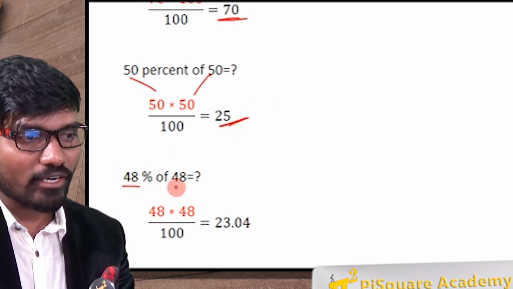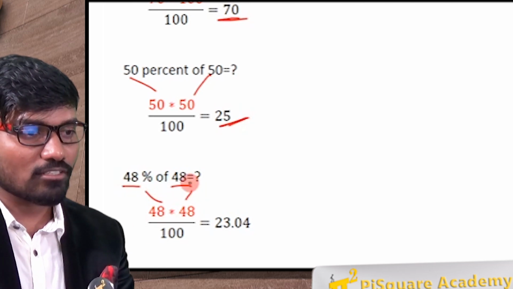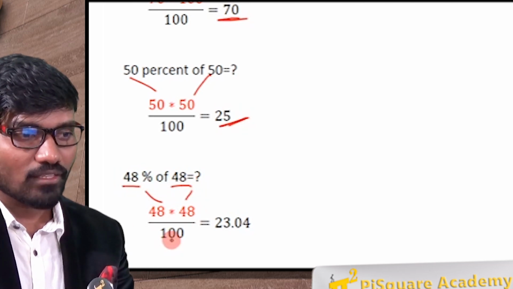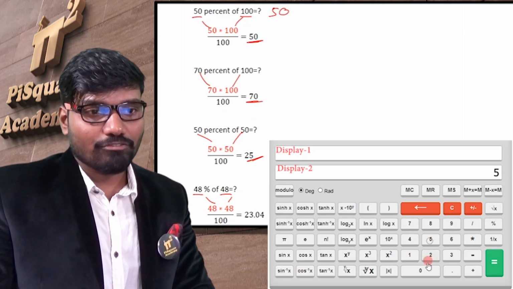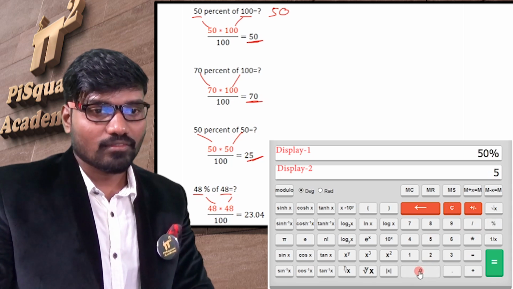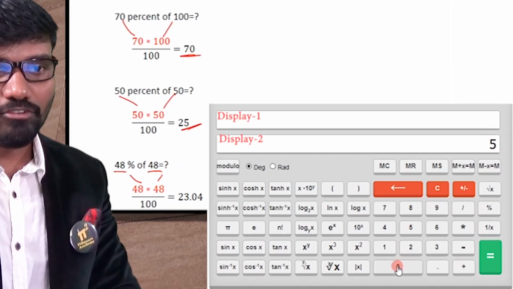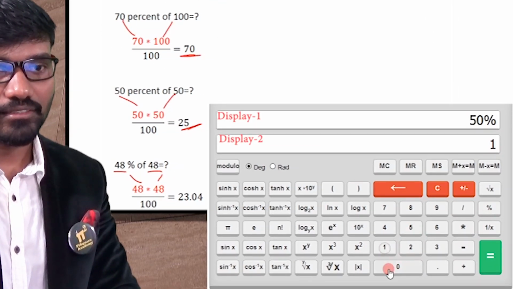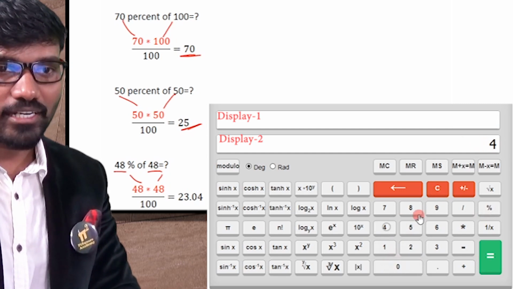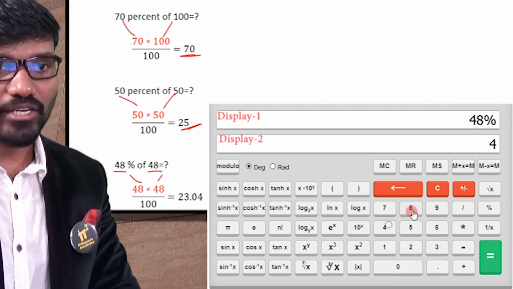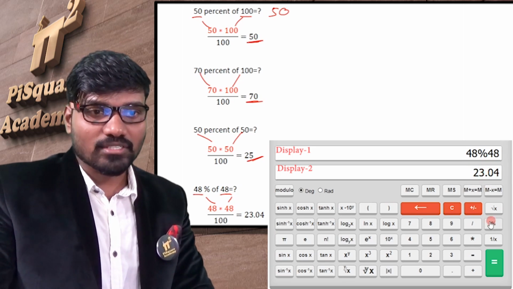But what if you want to find 48% of 48? In aptitude, these kinds of things will be helpful. 48% of 48 means 48 into 48 by 100. How can I do this operation very quickly? Let's see. Simply I'll hit 50% 50. The answer is 25. Suppose I want to find 50% of 100, 50% 100. That's it, 50. And 48% of 48, 48% 48. So you got 23.04.